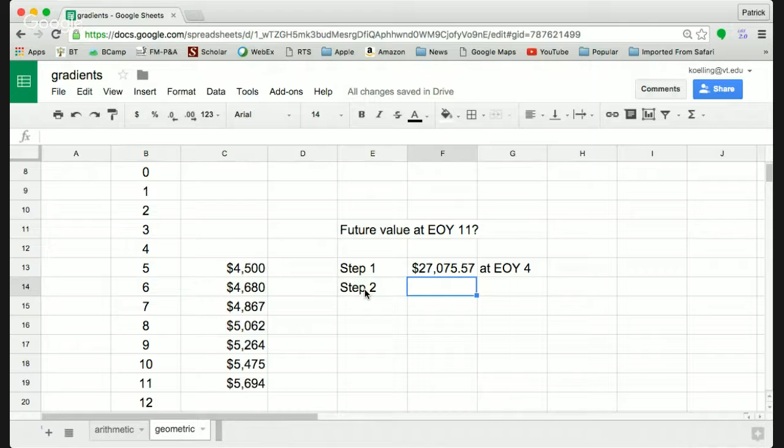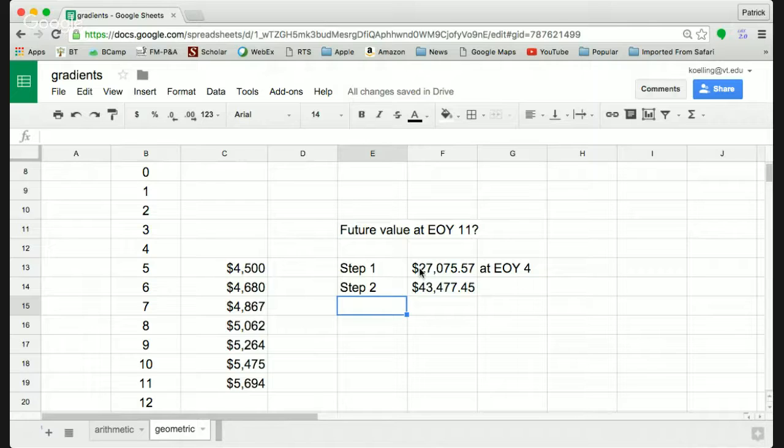I'm going to use my equation. It's equal to 27 times 1.07, that's 1 plus i to the 7th power, year 4 to year 11. And there we have it, $43,477.45. That's it. So arithmetic gradient, change by constant amount each period.